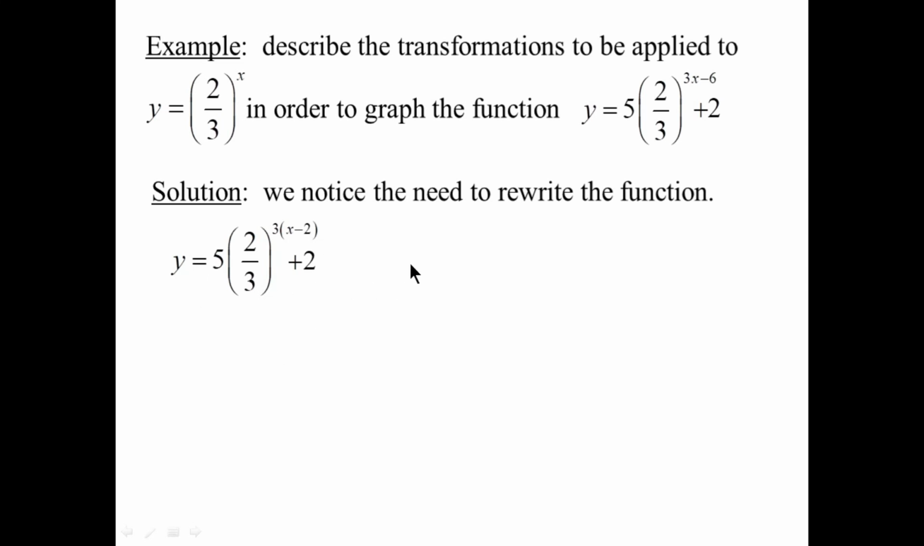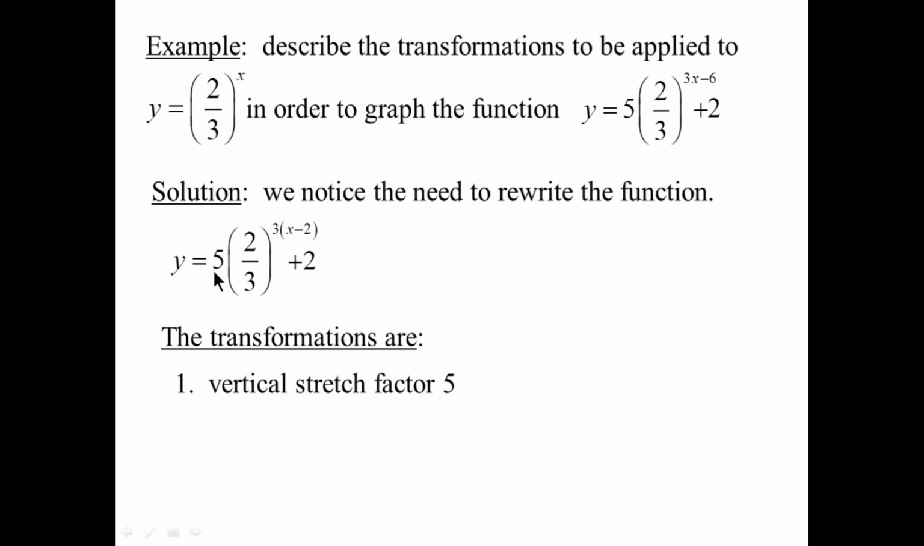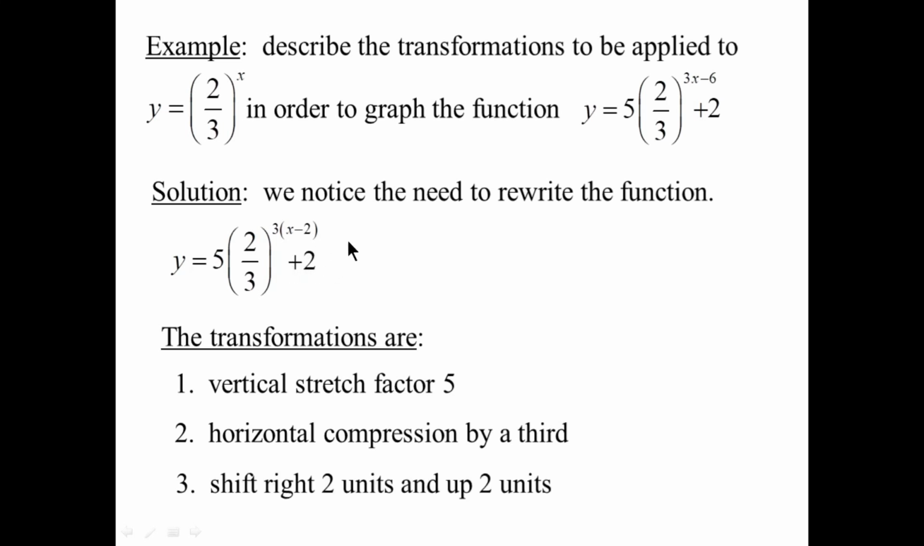And now we can simply read left to right. The transformations are, I see an a value of 5, so that's a vertical stretch, factor 5. I see a b value of 3, so we'll horizontally compress by a factor of 3, or 1/3. I see a subtract 2, so that's a shift to the right, and then I see a c value here of plus 2, so shift right 2 and up 2.